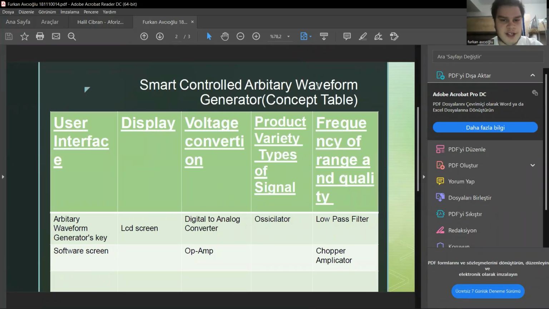That's the smart controlled arbitrary waveform generator. That's the concept table. User interface is split into two parts: the arbitrary waveform generator's case, surface and software, and the screen to display. That's the part split one. That's the LCD screen. Three, voltage conversion. Voltage conversion is split into two parts: digital analog converter and op-amp. Four, product variety, types of signal. That's the part split one. That's the oscillator. Five, frequency range and quality. That's the part split two: low pass filter and chopper amplifier.